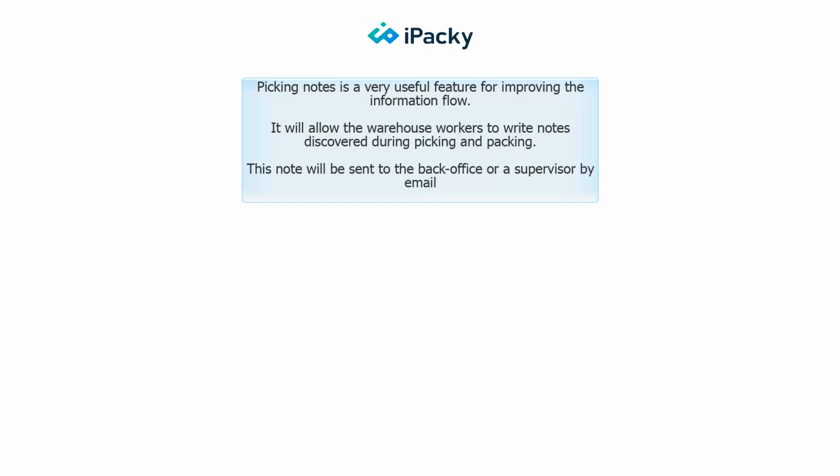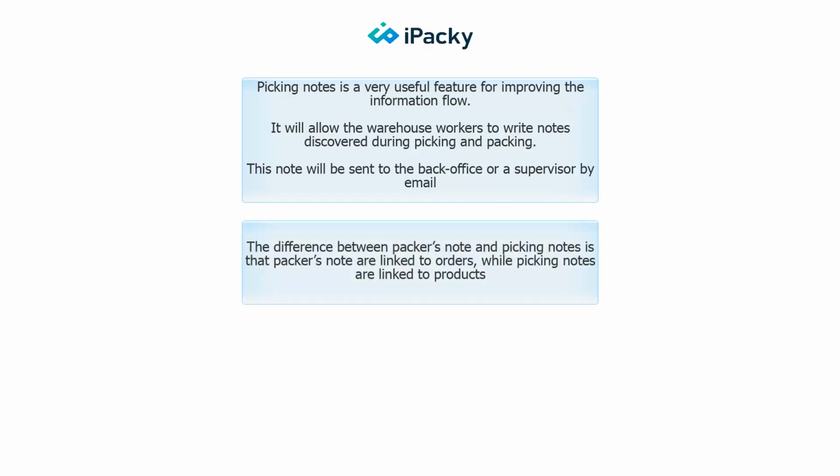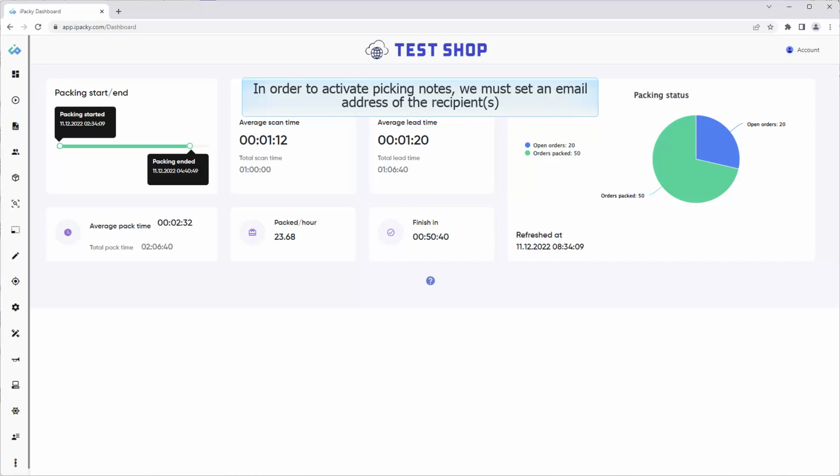It will allow the warehouse workers to write notes discovered during picking and packing. This note will be sent to the back office or a supervisor by email. The difference between packer's notes and picking notes is that packer's notes are linked to orders, while picking notes are linked to products. In order to activate picking notes, we must set an email address of the recipients.